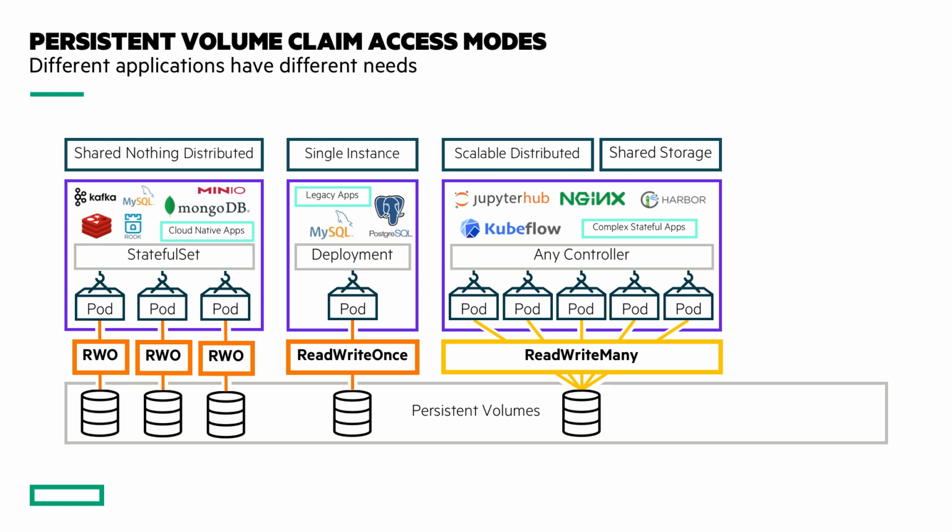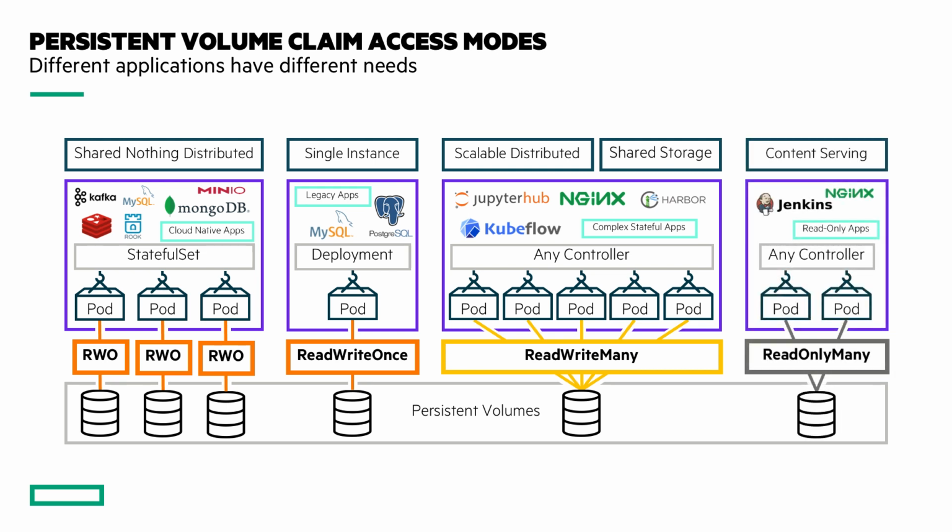For ReadOnlyMany, we can see that if you have a caching web server, it would require read-only access to a certain representation of data. You might have a CI/CD pipeline that has read-only access to production data, as you don't want your build jobs to mess with your production data. That's another use case for ReadOnlyMany, when you're just serving content and not actually changing any data.